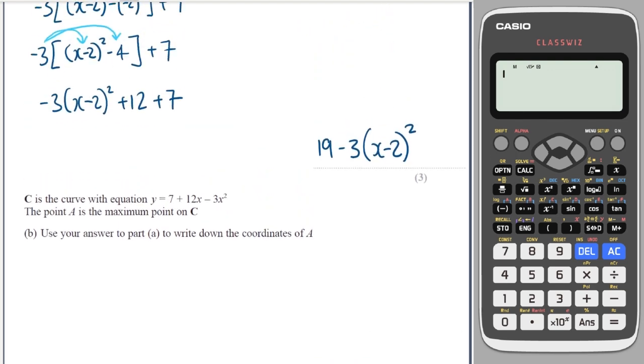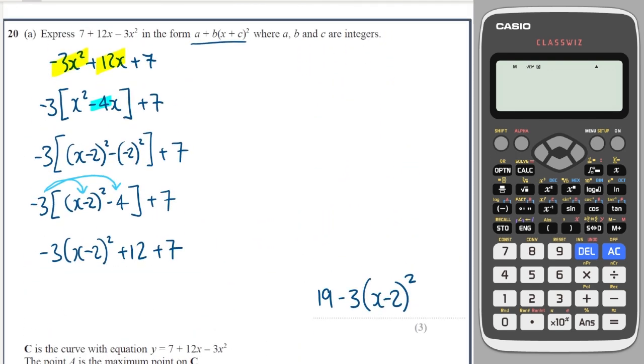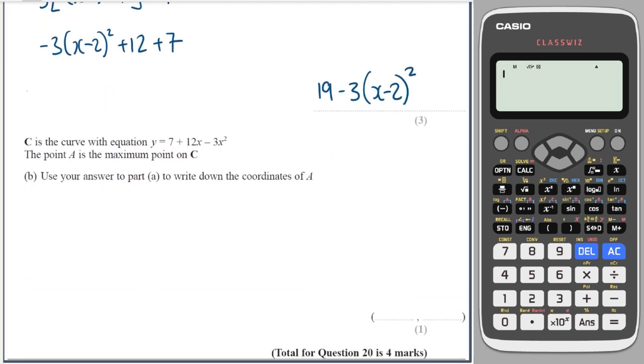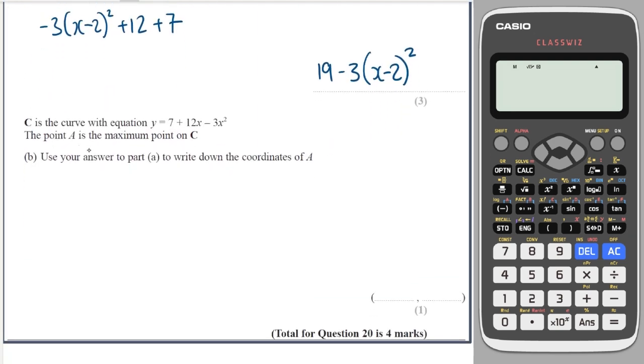Okay, it says the curve C with the equation, which is the same as the one we've just completed, the maximum point A is... So the point A is the maximum point of C. Okay, so find basically the maximum. Well, if we look at this, the biggest number that can come out of a squared bracket is 0, because you can't have a negative come out of a square bracket.